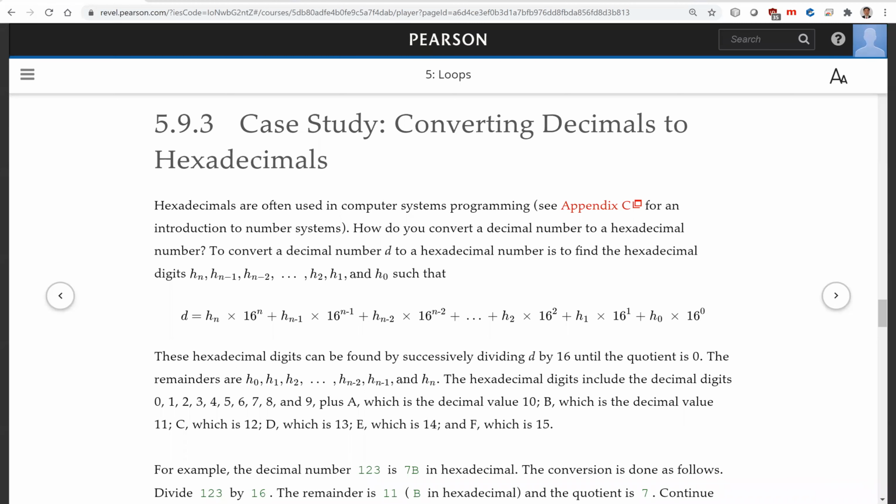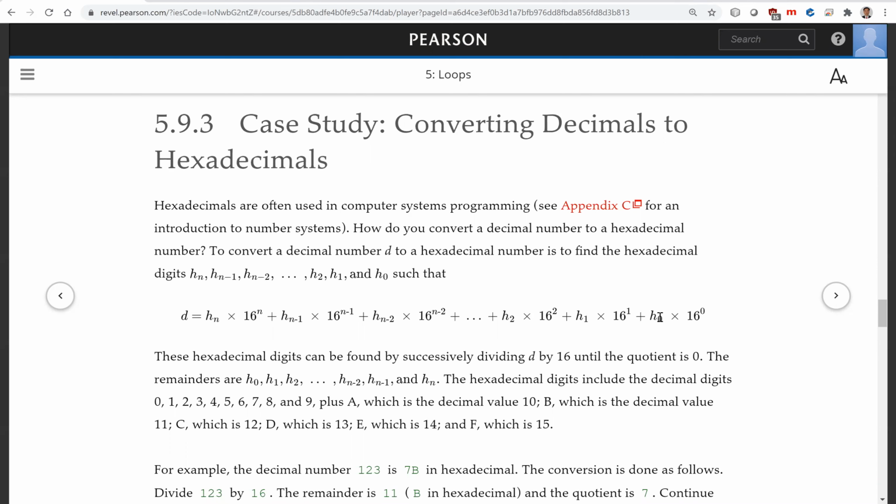Hello, in this video, we will present a case study on converting decimals to hexadecimals. So this is the way we convert a decimal to a hexadecimal. And this is D. We need to find all the coefficients for this polynomial.